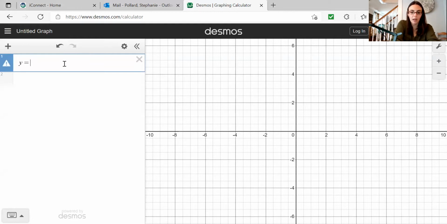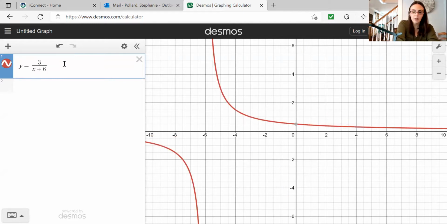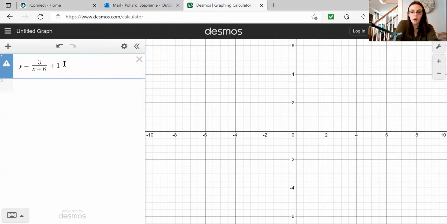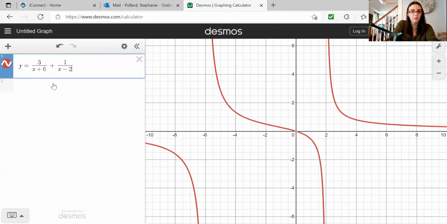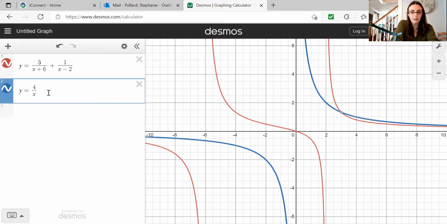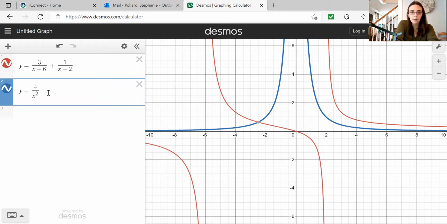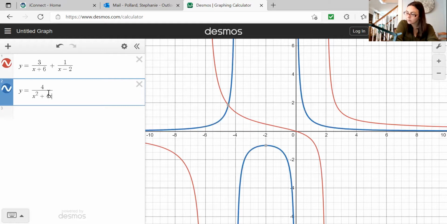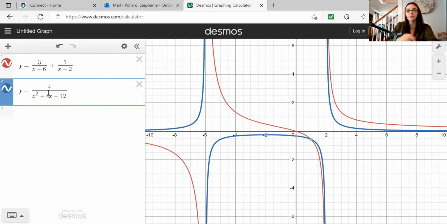So it's going to be 3 divided by x plus 6, plus 1 divided by, and when I hit the divided by symbol, it just automatically goes to the denominator, x minus 2. And then on the right side, I'm just going to type in y equals again. It was 4 divided by x squared plus 4x minus 12.